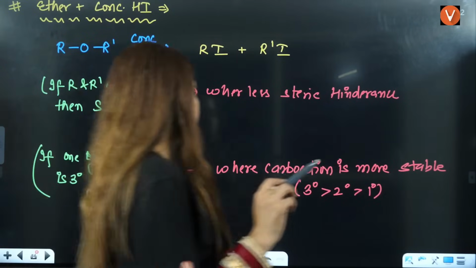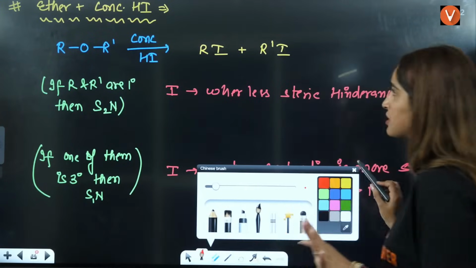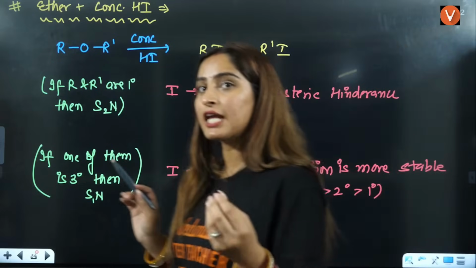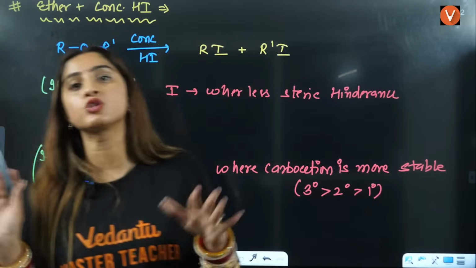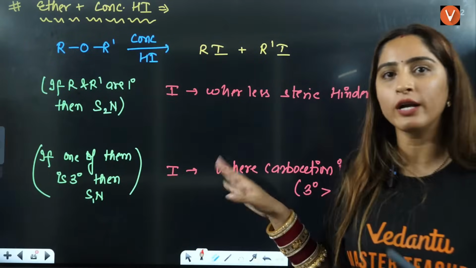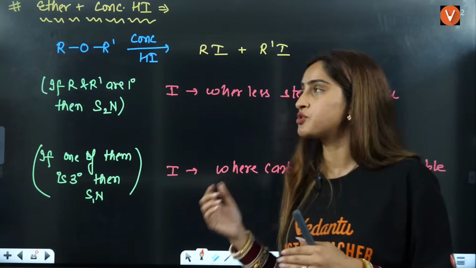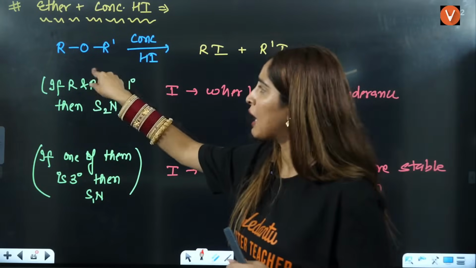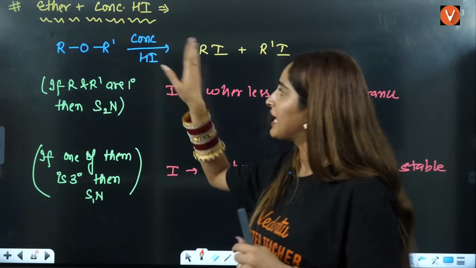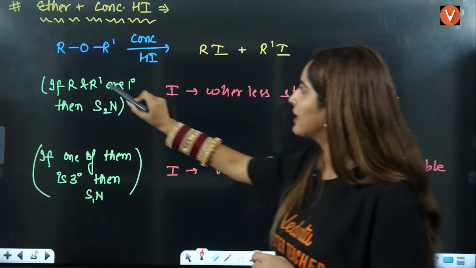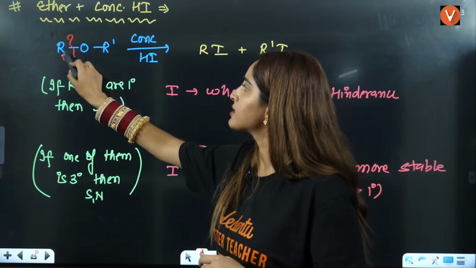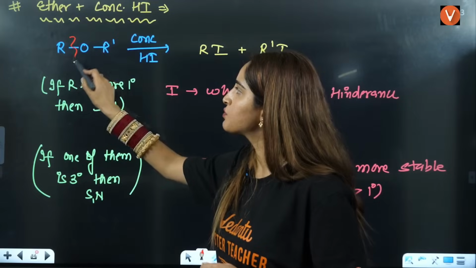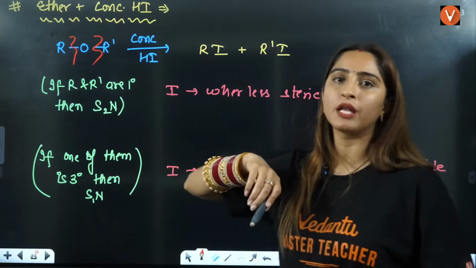Next is one very important reagent, that is ether plus concentrated HI. Just like Williamson synthesis is very important, this is also very important. These are not naming reactions, these are important reagents. So, ether plus concentrated HI. You have ROR, you add concentrated HI here. What will happen? Break this bond, you get RI and ROH. But the thing is, ma'am, should I break this bond or should I break this bond? That is the main question.